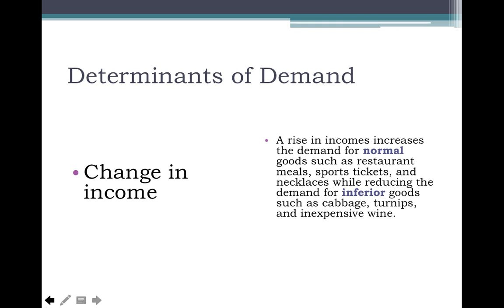As you make more money, you're going to buy more normal goods. As you make less money, you will buy less normal goods, and you will buy more inferior goods. What's a normal good? What's an inferior good? Normal goods are the goods that you buy all the time. When things are going well, you buy these goods. Inferior goods are goods that you buy when you have less money, that you'd rather not buy, but you're forced to because of your situation, okay?